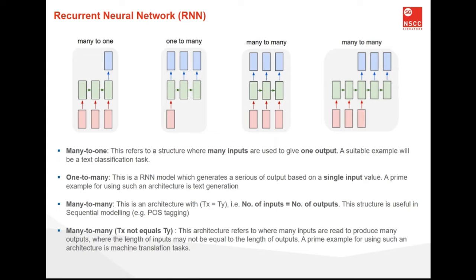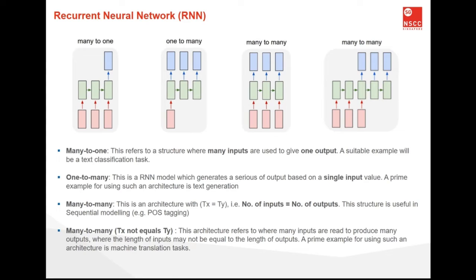Many-to-many architectures take multiple inputs and offer multiple outputs, but many-to-many models can be of two types as shown above. When the number of inputs equals the number of outputs, it applies to the case where the input and output layers are of the same size. This can be found in named entity recognition.